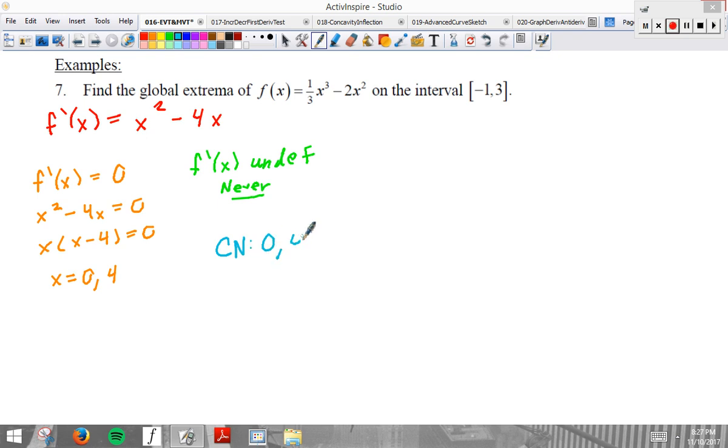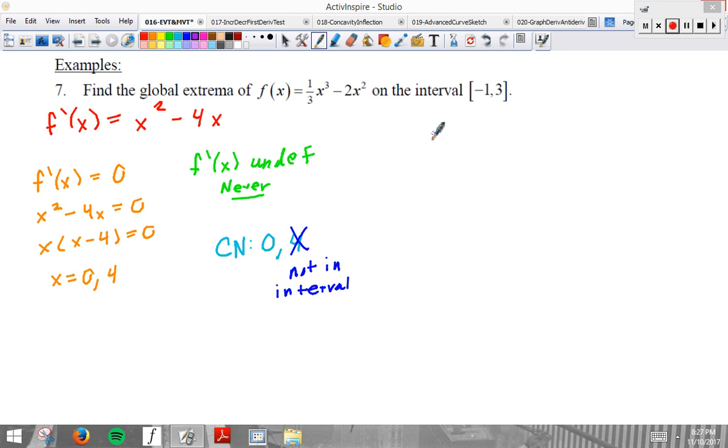0, 4. And I want to take a minute to check, are both of these actually in the interval of interest? And in fact, 4 is not in the interval. So the only critical number we need to check is 0.